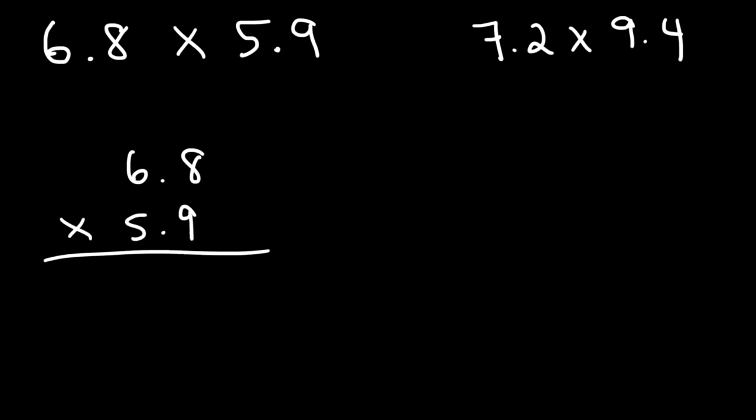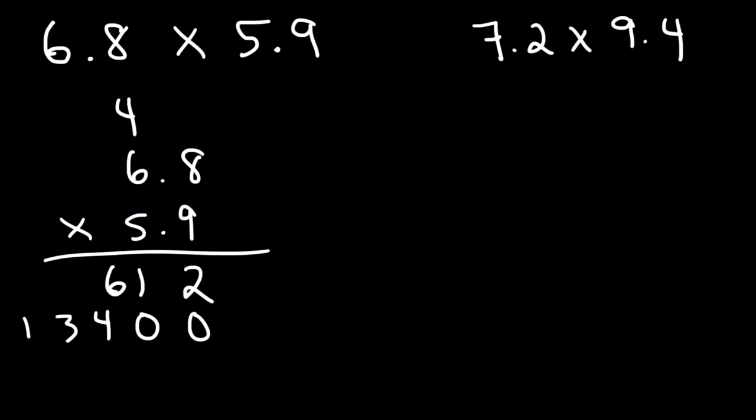So first we have 9 times 8. 9 times 8 is 72. So let's write the 2, carry over the 7. And then we have 6 times 9, which is 54, plus 7, so that's going to be 61. Now let's write a 0, and let's take away the 7. So now we have 5 times 8, which is 40. So let's carry over the 4. And then 5 times 6 is 30, plus 4, so that's going to be 34.